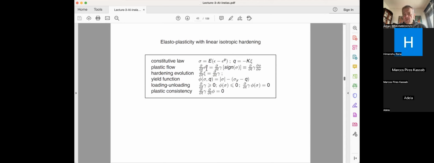Then we have two evolution equations: for the plastic deformation, epsilon-p dot equals gamma dot, the plastic multiplier, times sign of sigma, and for the hardening variable, xi dot simply equal to gamma dot. Then you have a yield function, which is a function of these dual variables sigma and q, equal to the absolute value of sigma minus (sigma y minus q). And we have the loading and unloading conditions: gamma dot is always greater than or equal to 0, phi is always less than or equal to 0, and the product of gamma dot and phi is equal to 0. And the plastic consistency condition, phi dot equal to 0, which allows us to compute our plastic multiplier.